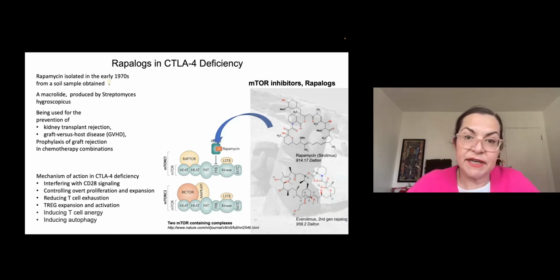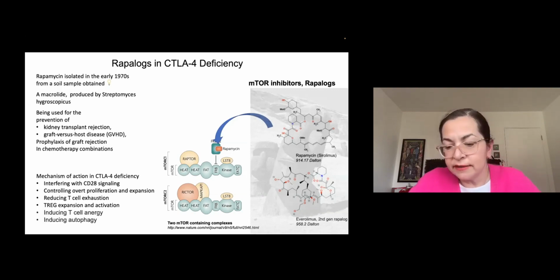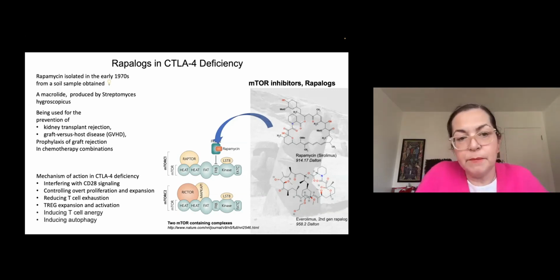So how does that work in terms of CTLA4 deficiency? Yes, they inhibit the PI3K/mTOR pathway. But the biological relevance of using these drugs is that they interfere with CD28 signaling, which is the counter-regulatory signal for CTLA4. They control overt proliferation and expansion of T cells. They reduce T cell exhaustion. All these have been proven in mouse models and humans. They are able to support Treg expansion and activation, induce T cell anergy, and induce autophagy. So all the good things that you want to have in your pocket if you have a patient with CTLA4 and all those problems.